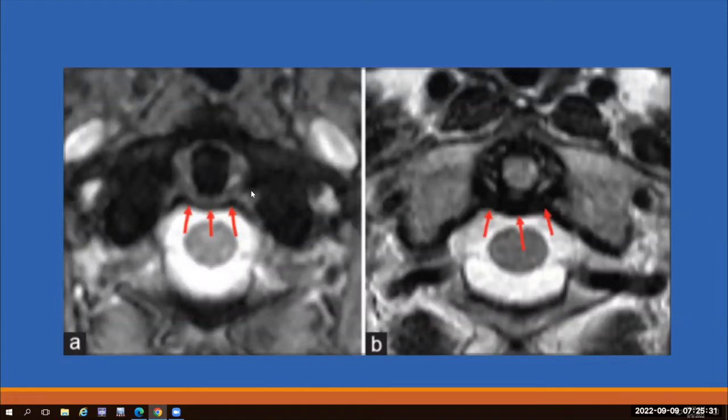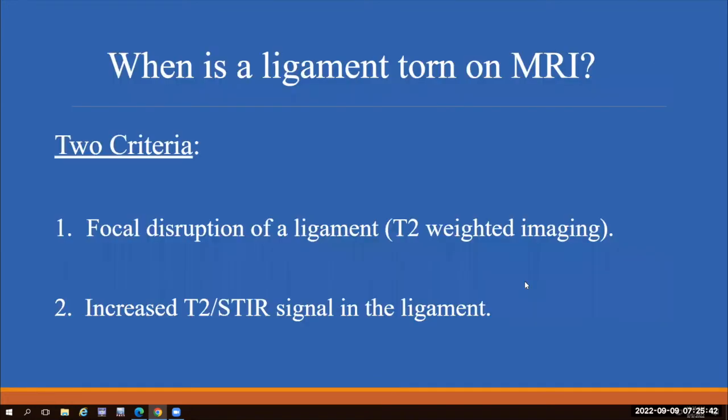So remember, that's that transverse band portion of the cruciform ligament, and that goes from one medial tubercle to the other. And this is the nice normal appearance, nice dark, thick appearance of the transverse atlantal ligament. So let's talk about, when is a ligament torn on MRI? How do you determine whether or not the ligament's intact or not?